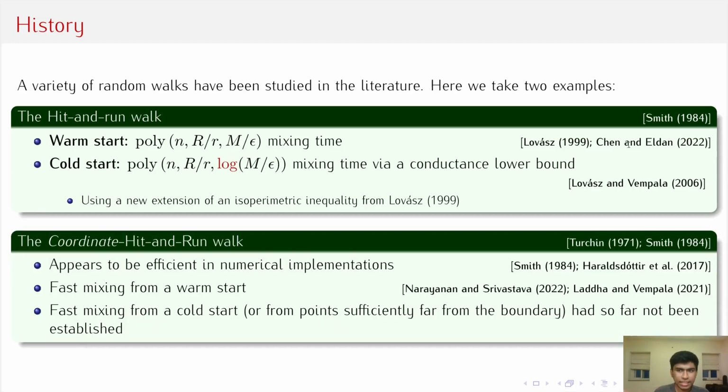Now coordinate hit and run, on the other hand, seems efficient in numerical implementations. And quite recently, in the past 2-3 years, it has been shown that coordinate hit and run mixes from a warm start. But up until now, it was unknown whether it mixes fast from a cold start as well. One would believe that this is true because hit and run mixes from a cold start and coordinate hit and run seems similar to hit and run. But for whatever reason, the two walks seem incredibly different, at least in terms of the analysis.